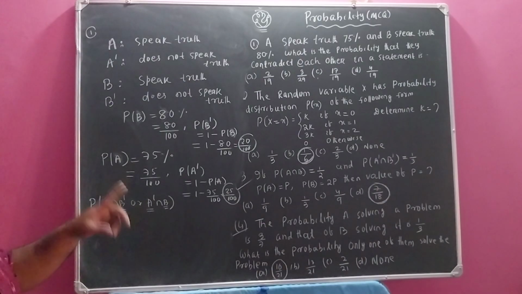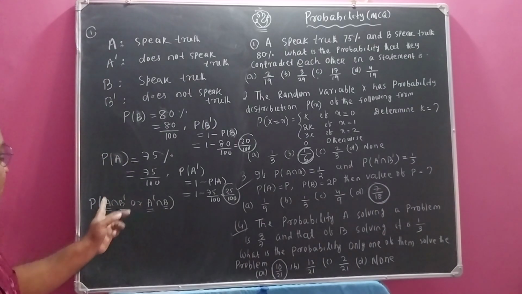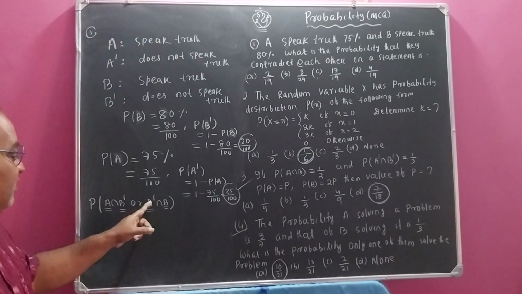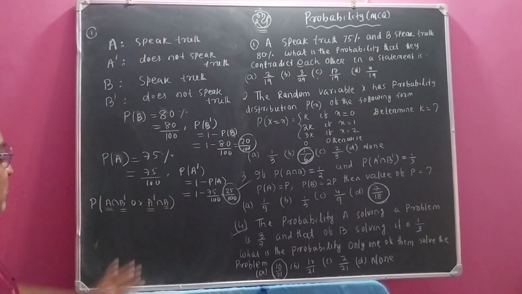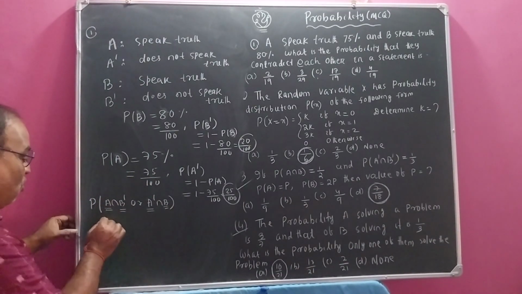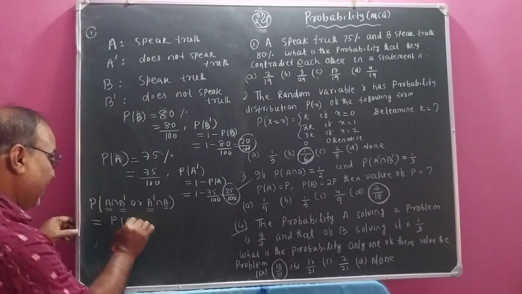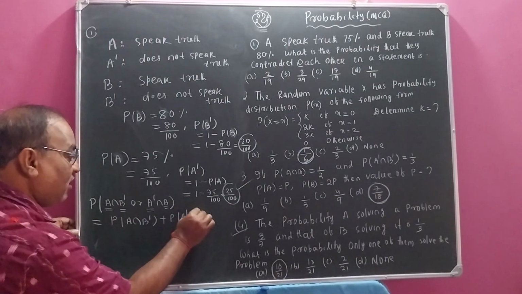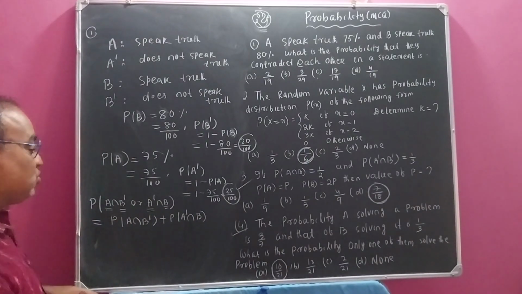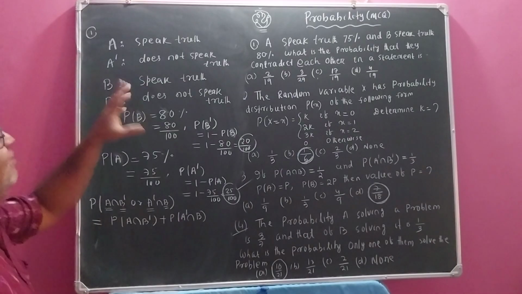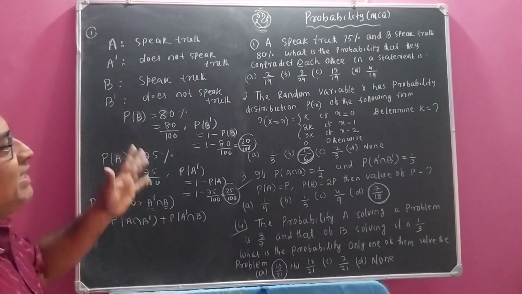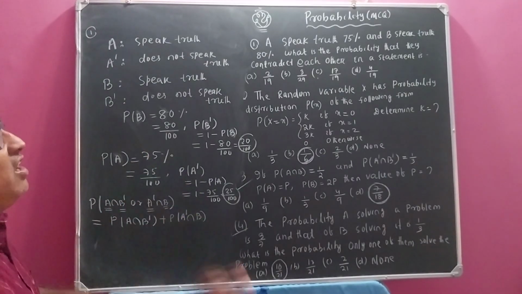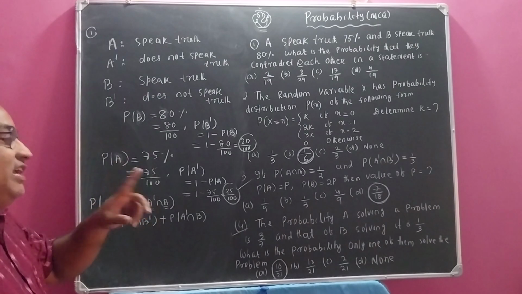If one speaks truth, then the other will speak a lie. When A speaks truth, B will speak a lie. If A speaks a lie, then B speaks truth. So they will contradict each other. So now we have to write down probability of A intersection B dash plus probability of A dash intersection B, because they are mutually exclusive events. As A and B are independent, A does not depend upon B, B does not depend upon A.